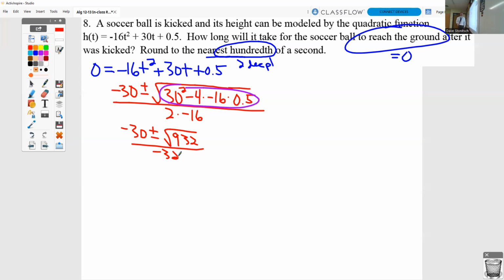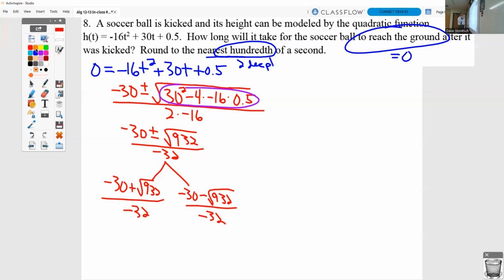Don't waste your time trying to simplify 932. We're going to make it into a decimal anyway, so don't waste your time simplifying it. We actually want to split it right here. Negative 30 plus radical 932 over negative 32, and negative 30 minus radical 932 over negative 32. You can type these directly into the calculator. Make sure that you put parentheses in your numerator. So parentheses, negative 30 plus radical 932, close your parentheses, divided by negative 32. When you do that, you get approximately, rounded to the nearest hundredth, negative 0.02. Over here, parentheses, negative 30 minus radical 932, close your parentheses, divided by negative 32, you get 1.89.